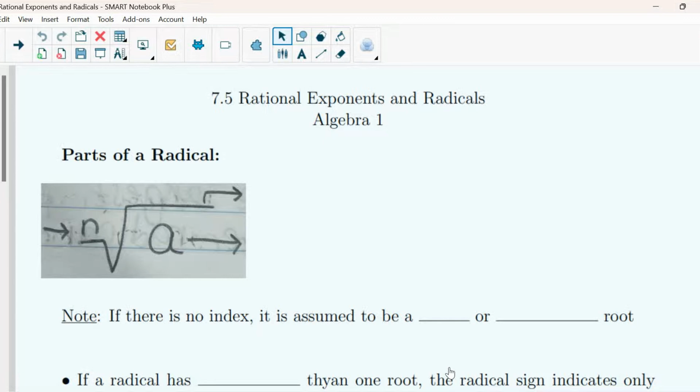Radicals. So radicals is really the new concept here in 7.5. And a radical is essentially the opposite of an exponent. So first of all, let's look at the parts of a radical.